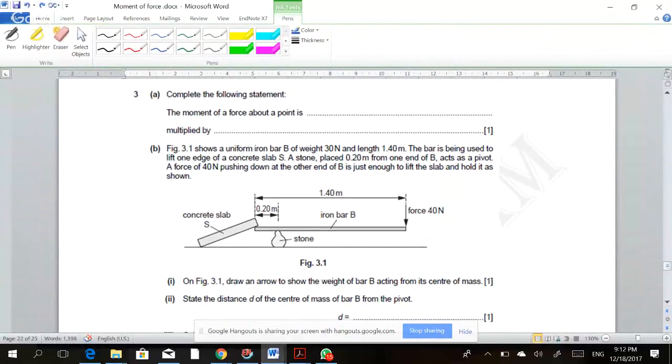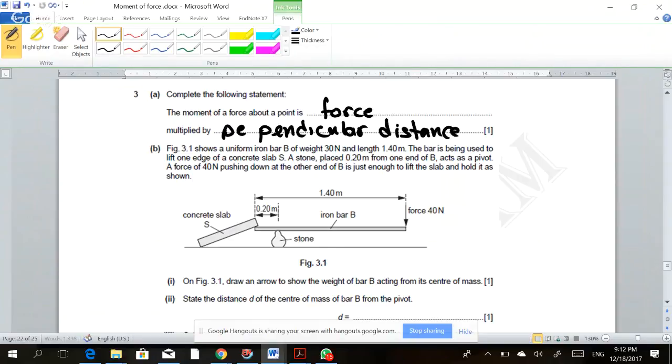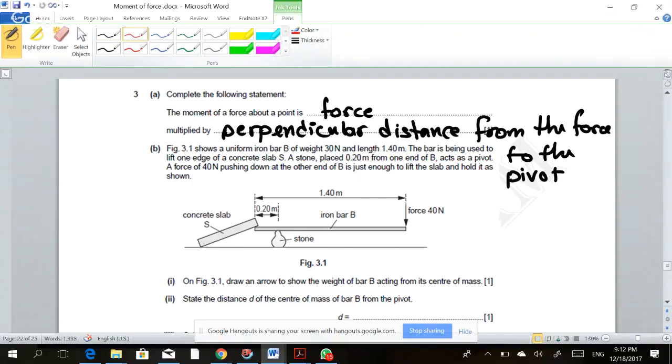This question: complete the following statement. The moment of force about a point is force multiplied by perpendicular distance from the force to the pivot. Okay.